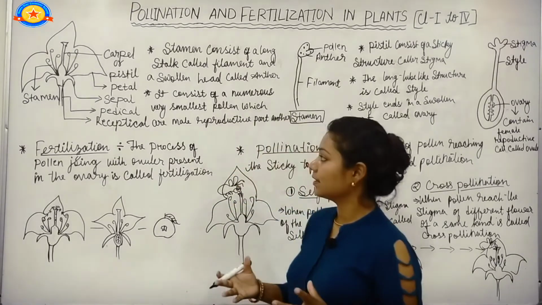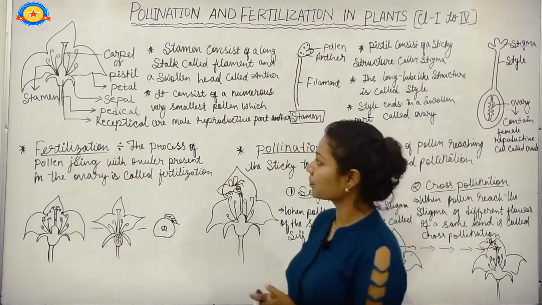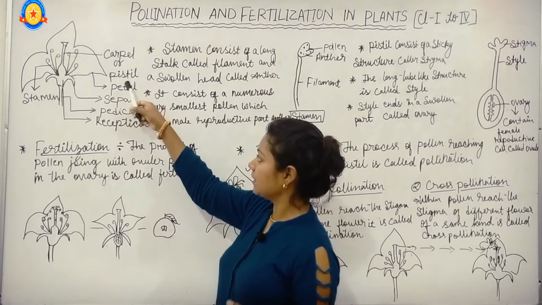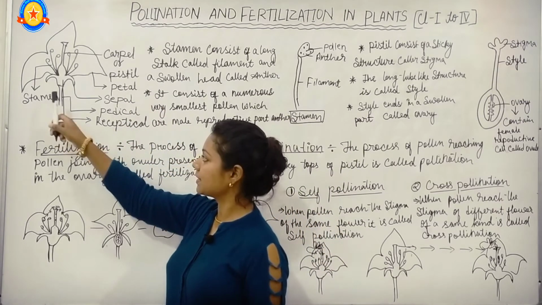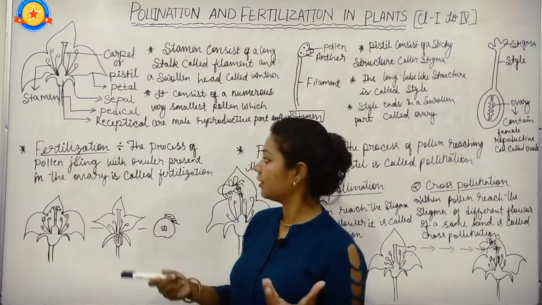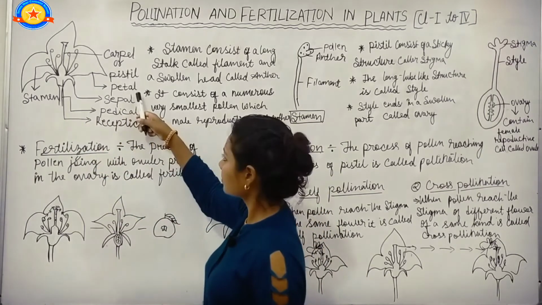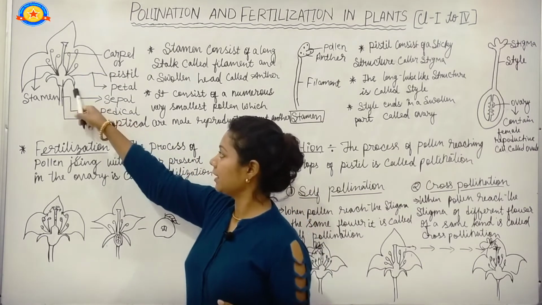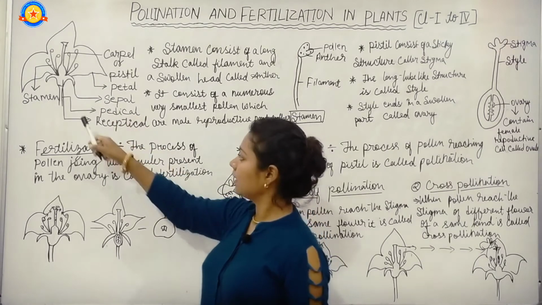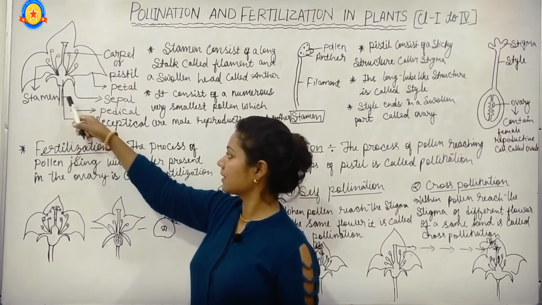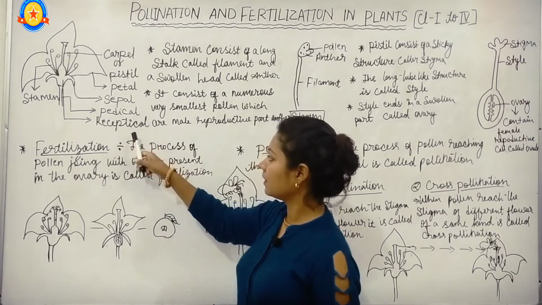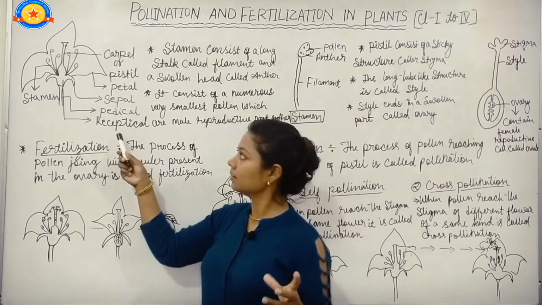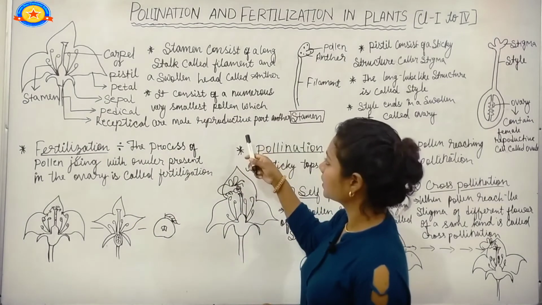Here in a flower we have the carpel or the pistil, which is the female part, and here we have the stamen. In the stamen we have the anther and the filament, which is the male part. Here we have the colorful structure called the petal, and the green part called the sepal. This structure is called the pedicel, and this part is called the receptacle. So these are the different parts of a flower.